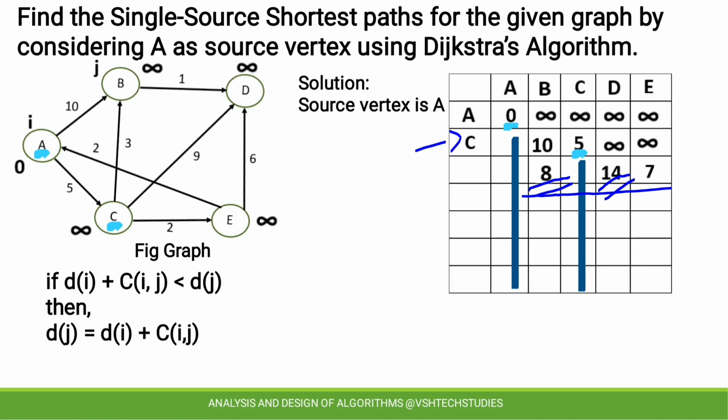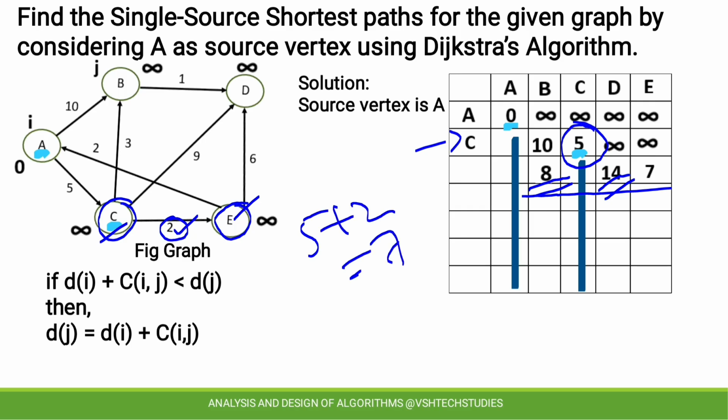Next again for C, another neighbor is E. So distance of E is distance of C plus connecting weight. Distance of C is 5 if you take from table, plus connecting weight is 2. So 5 plus 2 is 7. 7 is less than this infinity, and hence it should be updated with 7, and that is what is entered in the table here under E.